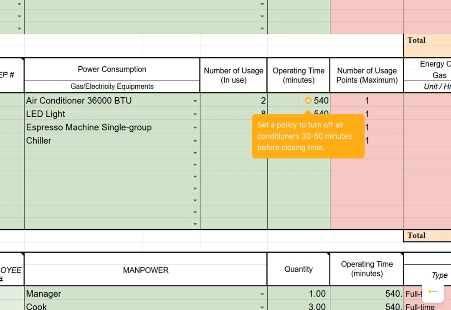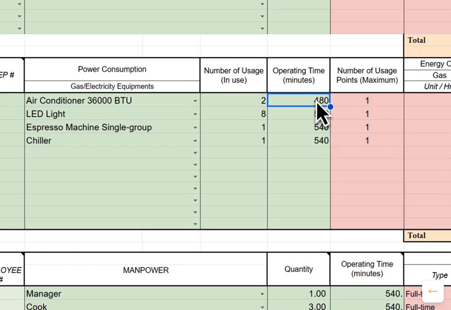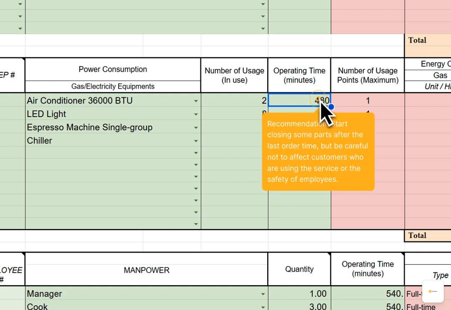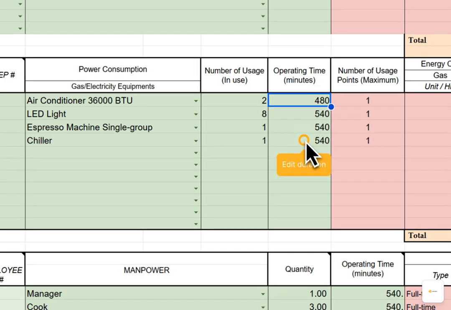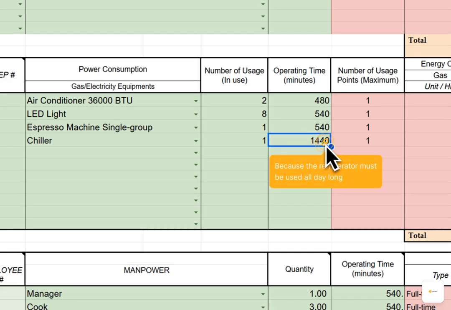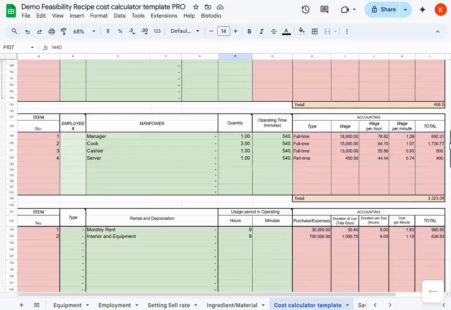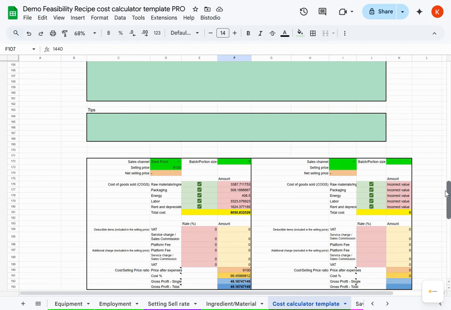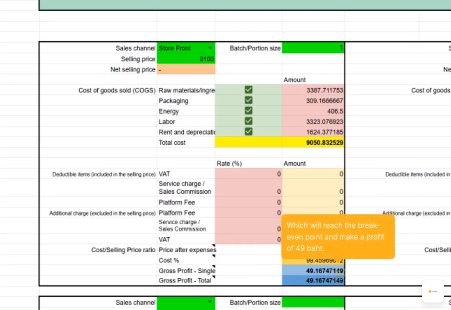Set a policy to turn off air conditioners 30 to 60 minutes before closing time. Recommendation: start closing some parts after the last order time, but be careful not to affect customers who are using the service or the safety of employees. Note: edit the period. Because the refrigerator must be used all day long, which will reach the break-even point and make a profit of 49 baht.